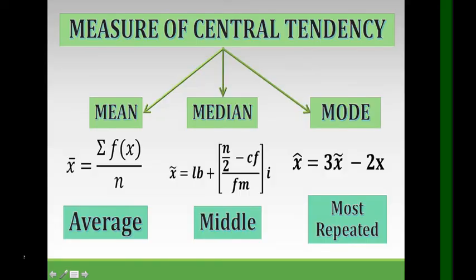For the median, the formula that we'll be going to use is this. The median is the middle number. So we have the LB as the lower boundary plus n divided by 2 minus cumulative frequency over frequency of the median class, times the interval.